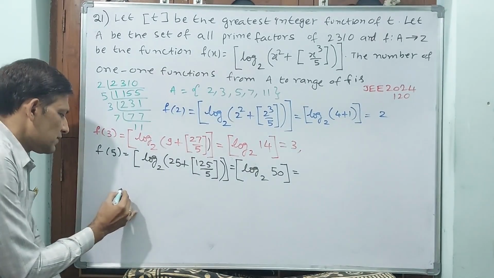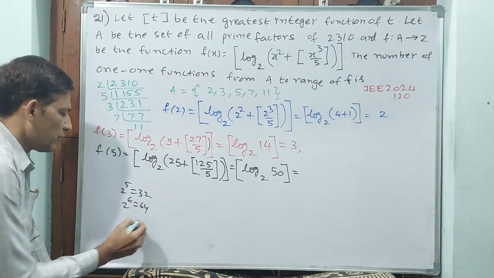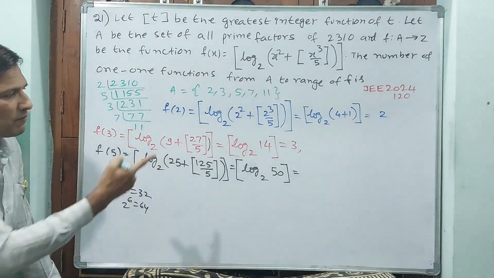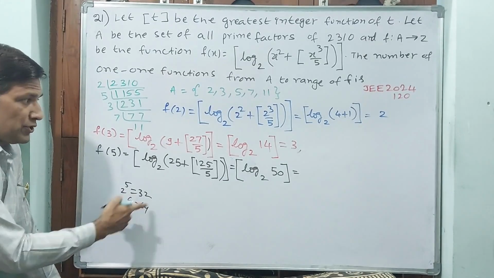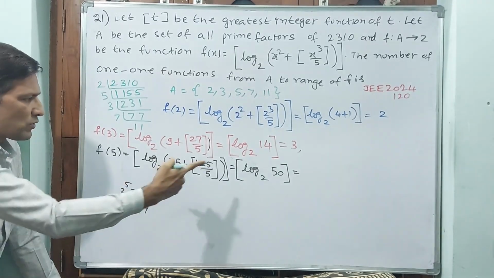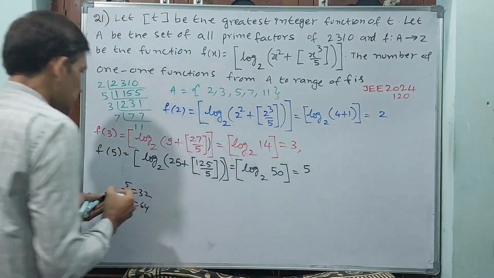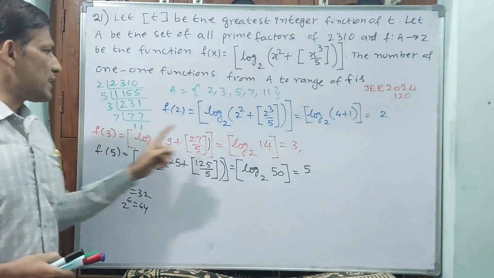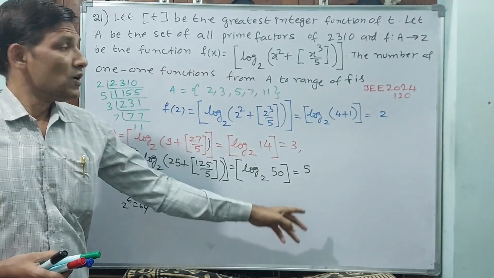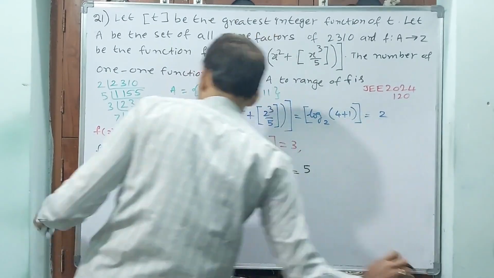See, 2 power 5 is 32, 2 power 6 is 64. Now you tell me what will be this answer? 5 only. Why? Because see, 64 is not there. That is why, less, you have to take the greatest integer. 5 only you have to take. This will be the answer 5. That means see what you have observed here. F of 2 has come 2, f of 3 has come 3, f of 5 has come 5. But f of 7 will not come 7. Let us see what will come.